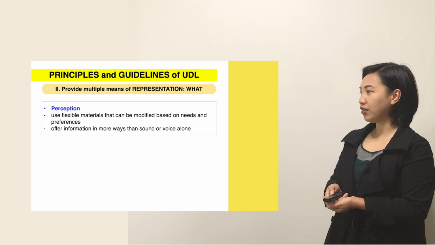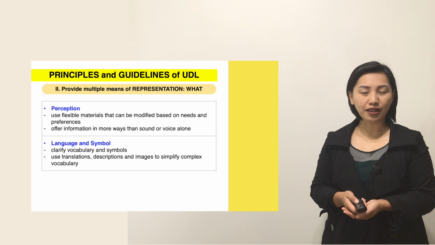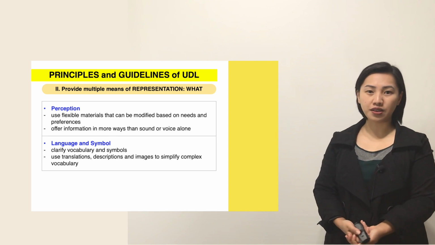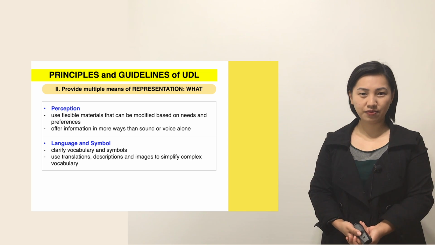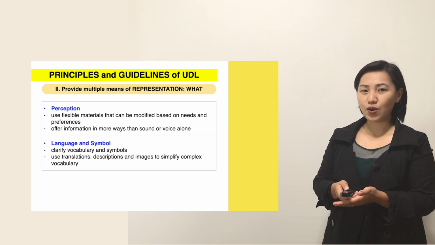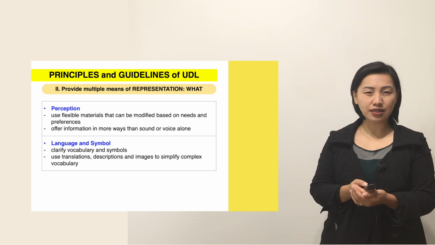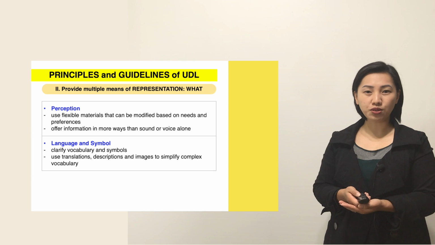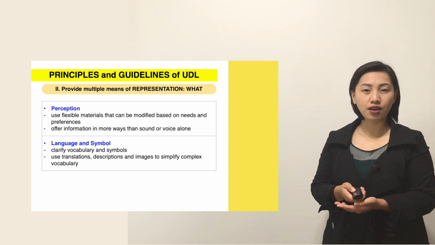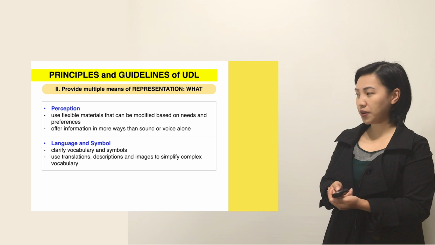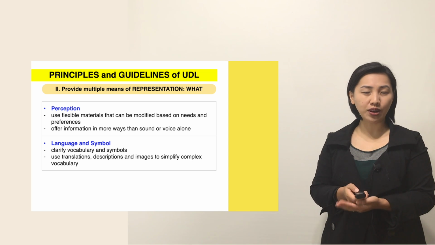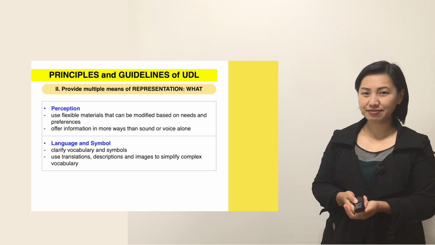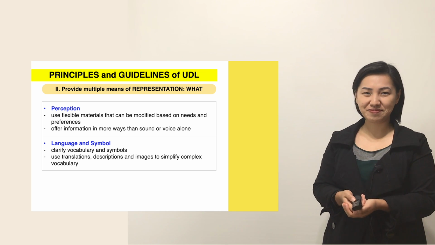Okay. Another thing to consider is language and symbols, which points to the written content of our lessons. UDL suggests that we clarify vocabulary and symbols. Another one, use translations, descriptions, and images to simplify complex vocabulary. Well, that's what we do in English, right? Have you tried teaching Korean? I think you know the struggle, right?